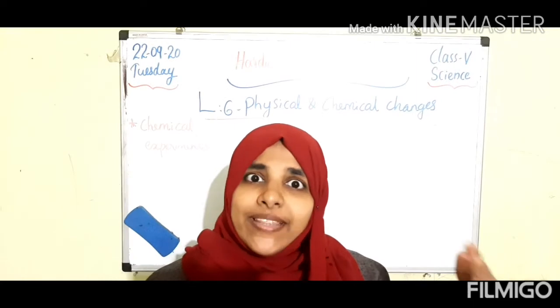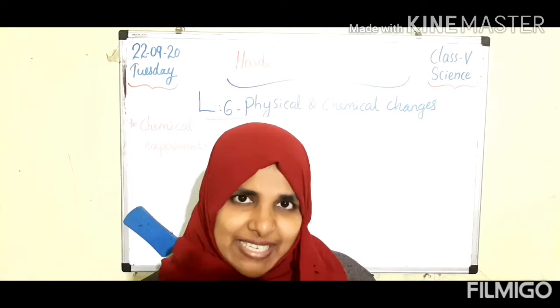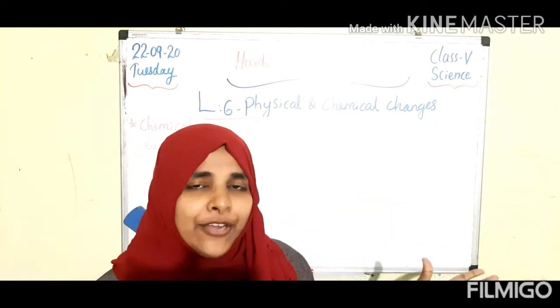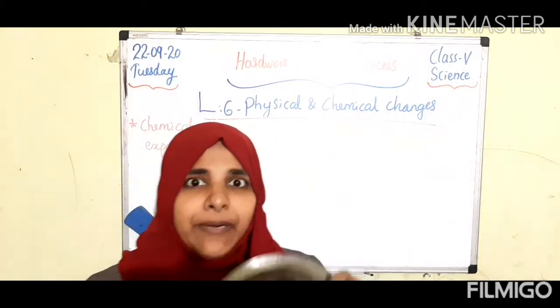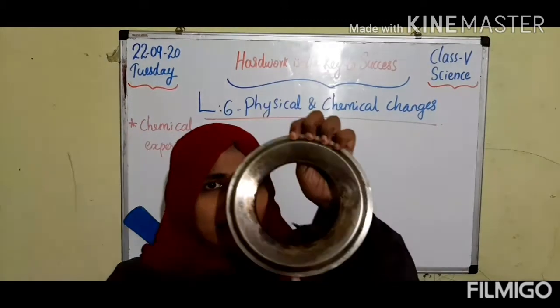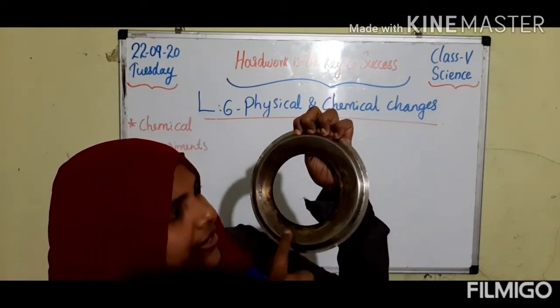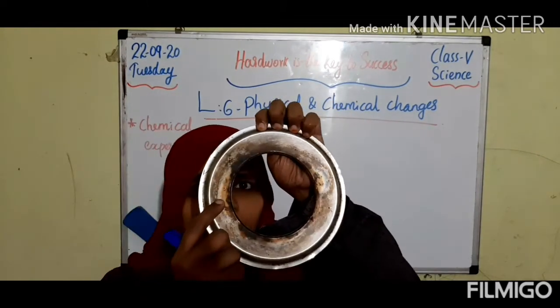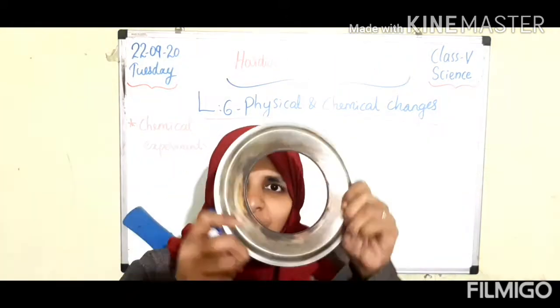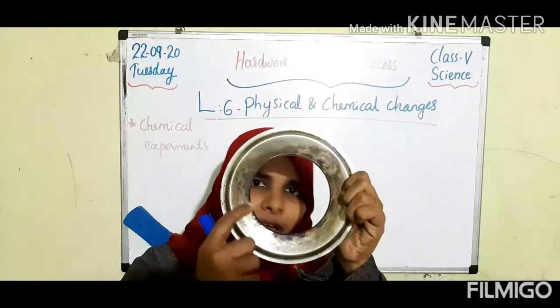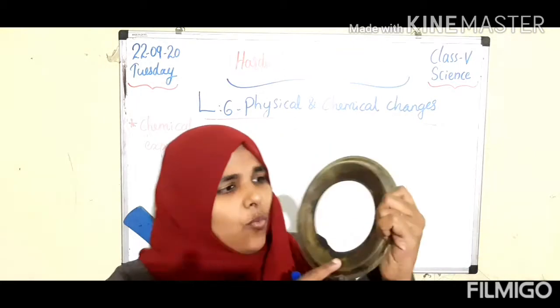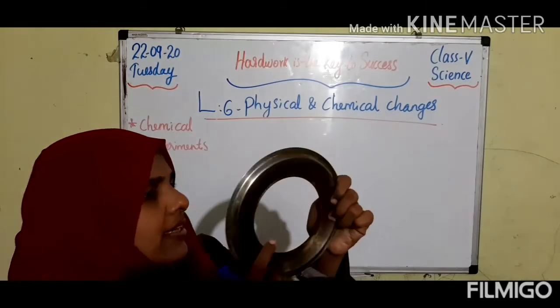Okay, so all these things we can now discuss. All of you listen carefully. Now, everybody look at my hand. Zoom your eyes, zoom your camera. What do you observe, children? A brownish color you can see on this steel. On this iron you can see a brownish color. Right, children? What is this brown color actually?